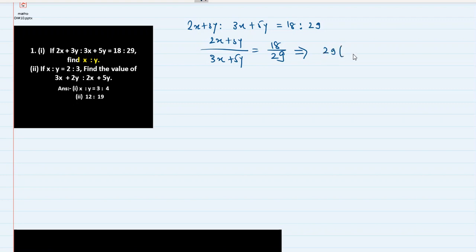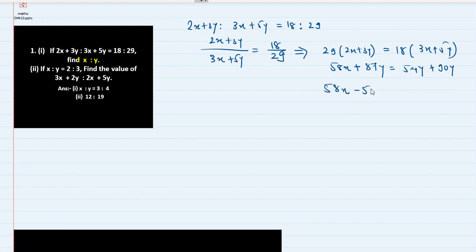So 29 multiplied by 2x plus 3y is equal to 18 multiplied by 3x plus 5y, and solve it further. 29 twos are 58x, plus 29 threes are, see, 30 threes are 90, so 29 threes will be 87y. 18 threes are 54y, 18 fives are 90y. Okay, so this will become 58x minus 54y is equal to 90y minus 87y.